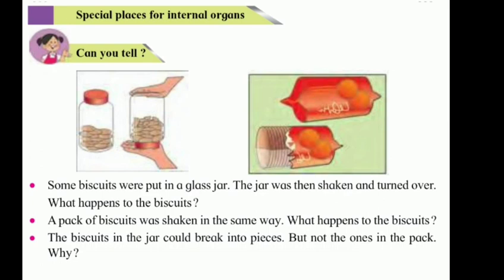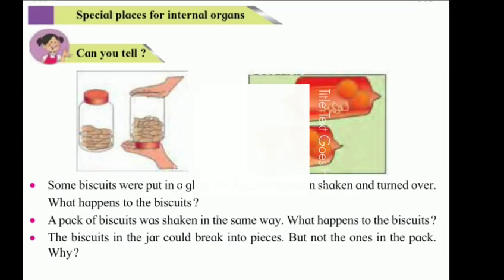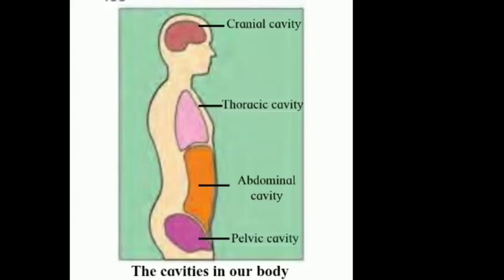So what does this example tell us? It tells us that the internal organs of the body that carry out important functions are securely protected in the body. Even if we move a lot, the internal organs will never leave their places. There are hollow spaces called cavities which are present inside the head and the torso of the body. In these cavities, the internal organs are located. Now students will study about the cavities in our body.